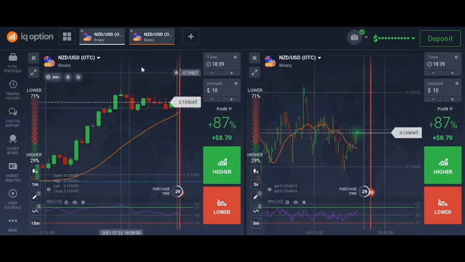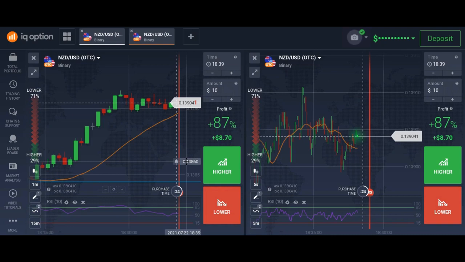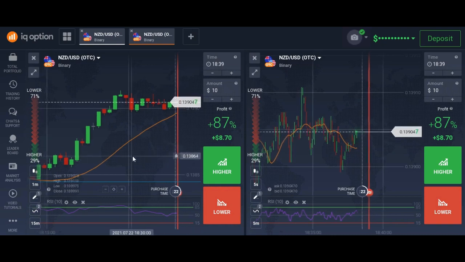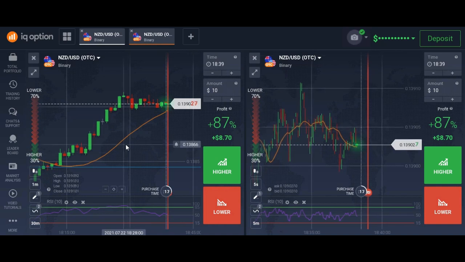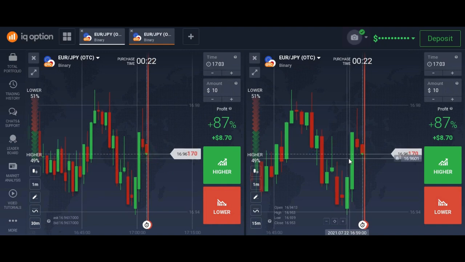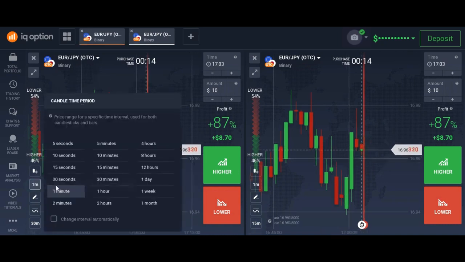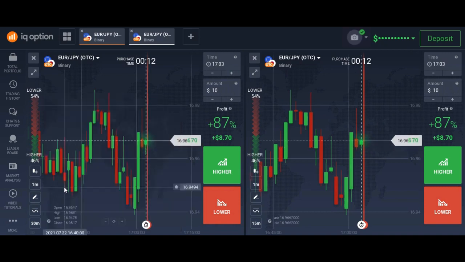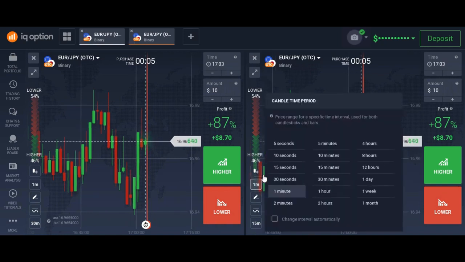This option can be used for when you have several open operations for different assets. But in this case, we are going to work with the same asset, that is, with the same currencies. First, we open the same asset in two charts. In one of the graphics, we are going to put the candles in a period of 1 minute. And in the other graphic, in a period of 5 seconds.